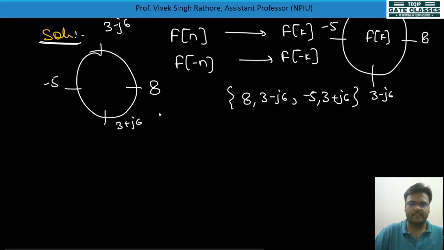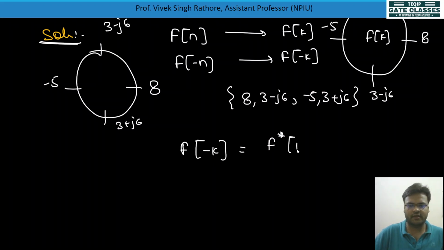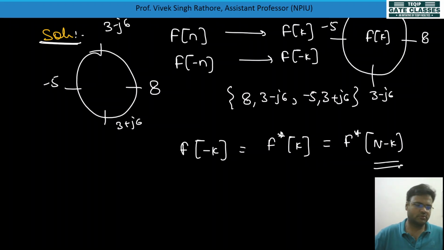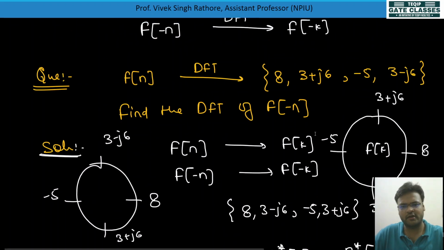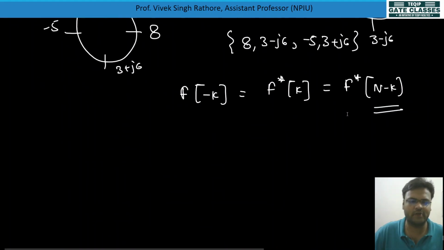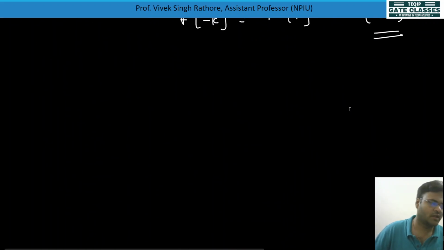And as you know, f of minus k is nothing but f of mod of n minus k also. So here we can use the formula and keep the values, or you can do it like this also, or you can just move on. See, 3 minus j6 came here and this came there, the rest is the answer. So it is very easy to calculate f of minus n or f of minus k value.